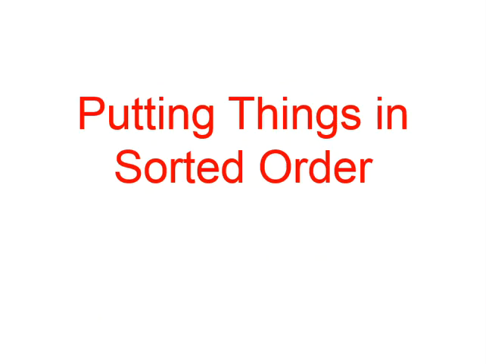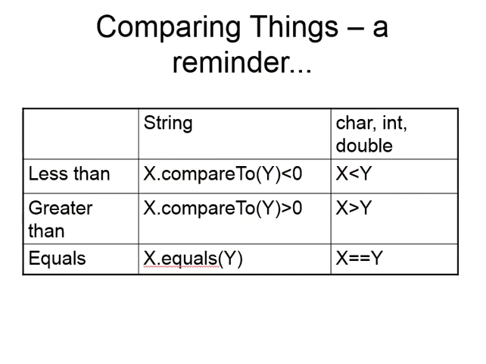Okay, so when we're putting things in sorted order, we're going to be using comparing functions. If we have a char or double, we're going to be comparing, like, if x is smaller than y, we'll do something. And if x is bigger than y, we might do something else. And if x equals y, something else. This is how we normally compare things.